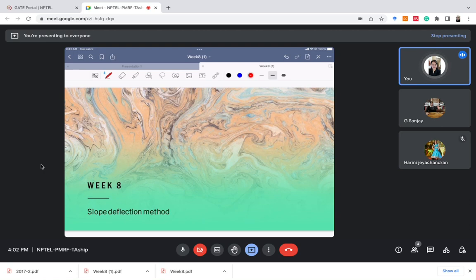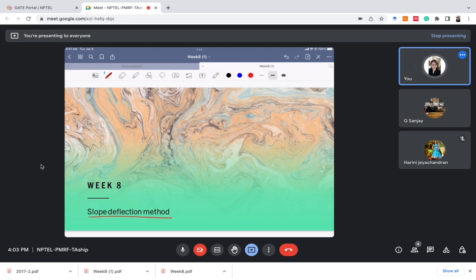Yeah, so let's start with today's session. Today is week 8 of these live NPTEL sessions. Today I'll be covering the slope deflection method. As the name suggests, the unknowns which we can find using this method are slopes and deflections, and after finding the slopes, we can also find the moments.